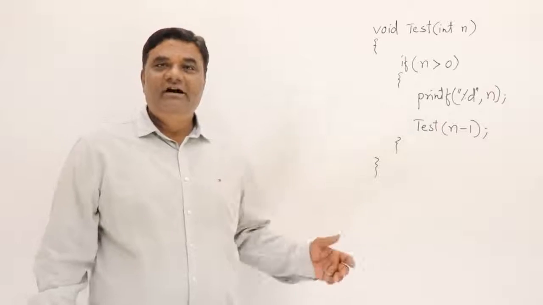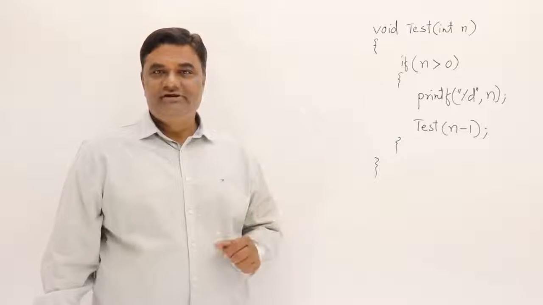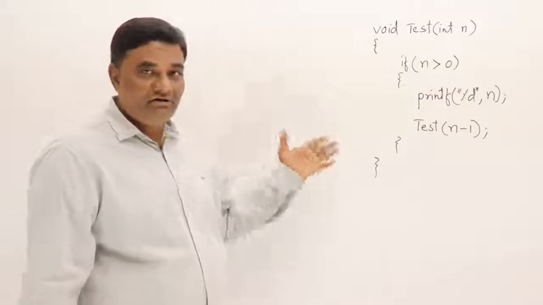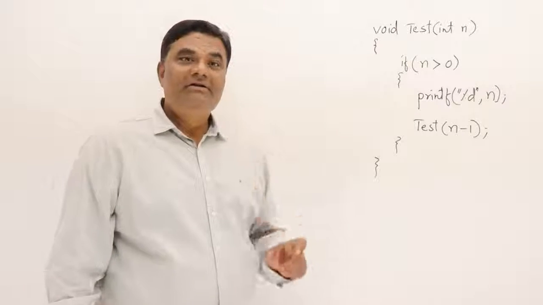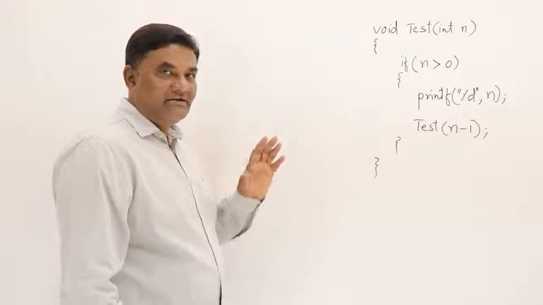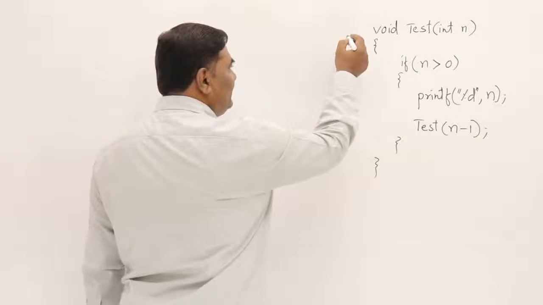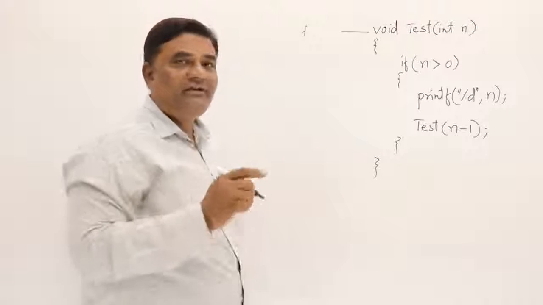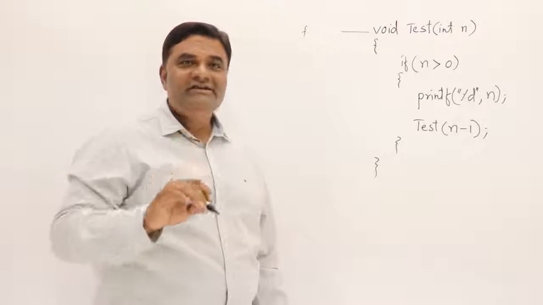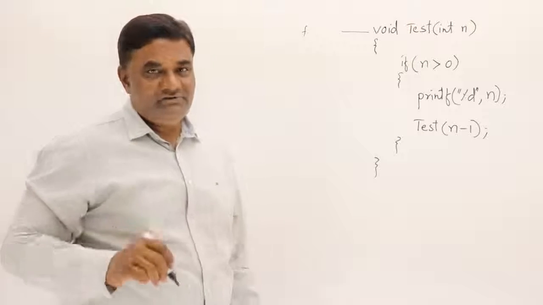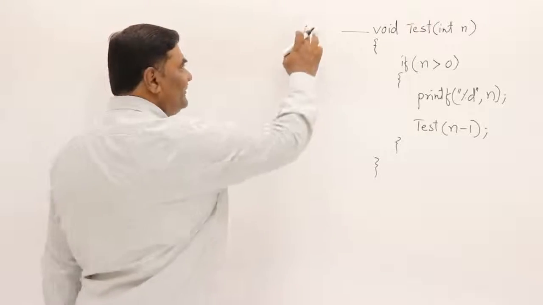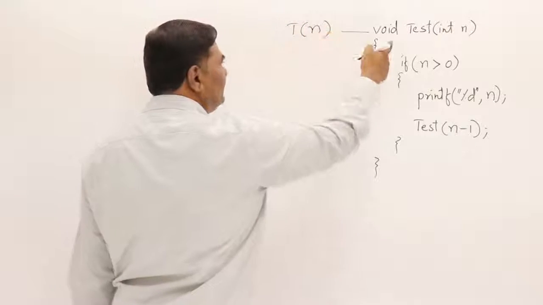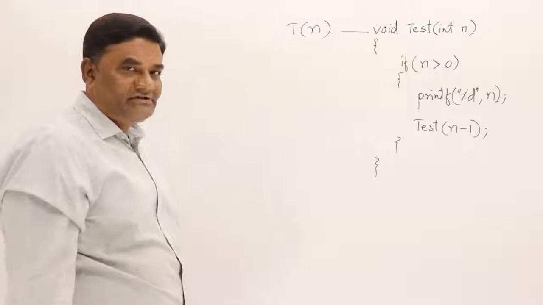Now let us find out how to prepare a recurrence relation for this function and how to solve it. If any function or algorithm is given to you, you can prepare a recurrence relation as I am showing you. Assume that the time taken by this is f of n. Usually for a recurrence relation, the function name used is T, that is T of n. So instead of f of n, I'll call it T of n, the time taken by this function.